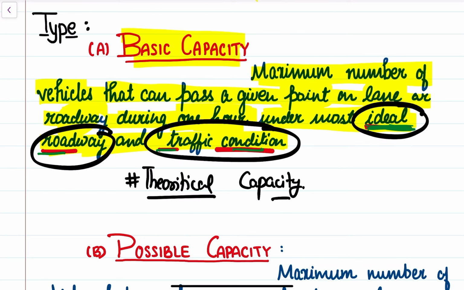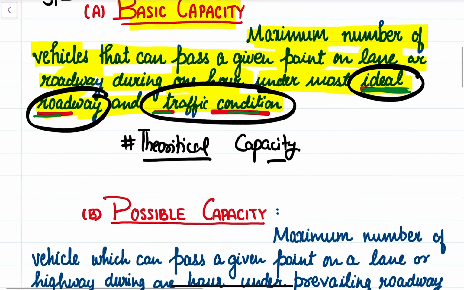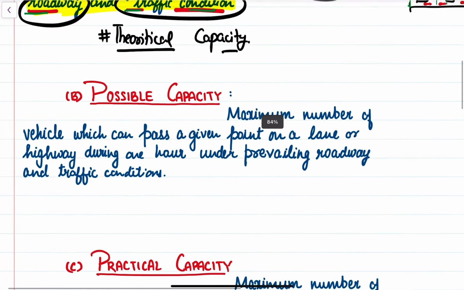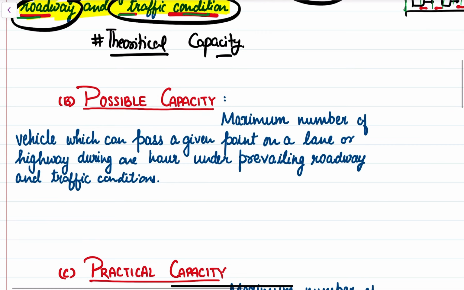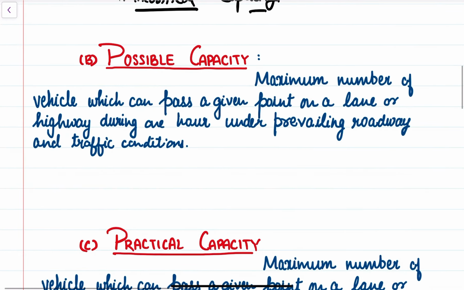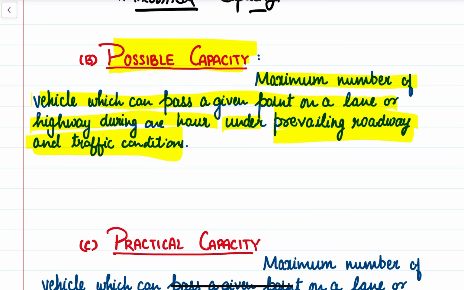I hope it is clear to you all. All right, so let's move on to the next traffic capacity, that is the possible capacity. Let's read the definition. The possible capacity is the maximum number of vehicles which can pass a given point on a lane or a highway during 1 hour under prevailing roadway and traffic condition.